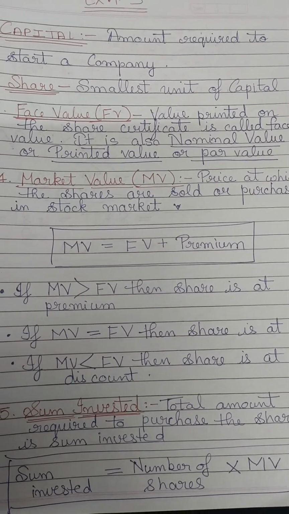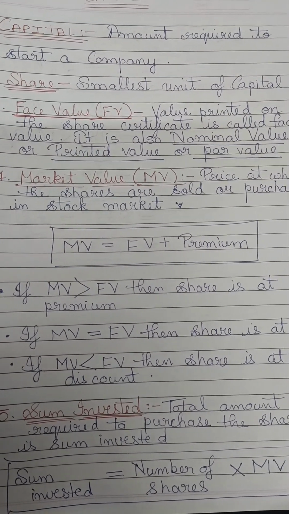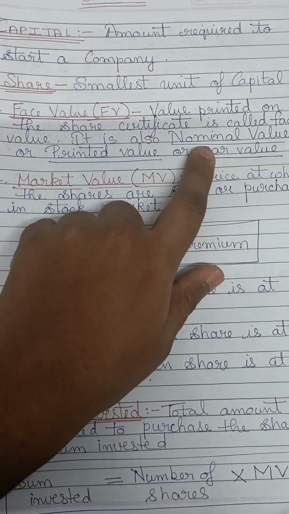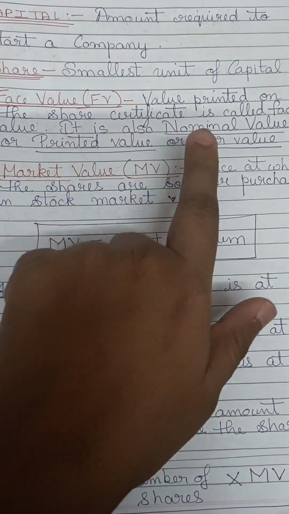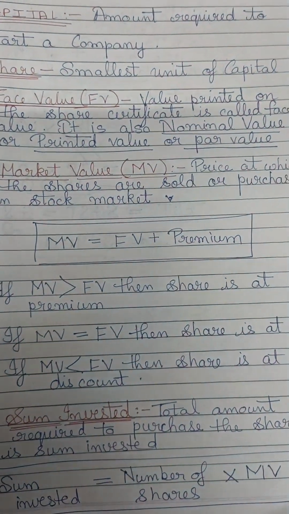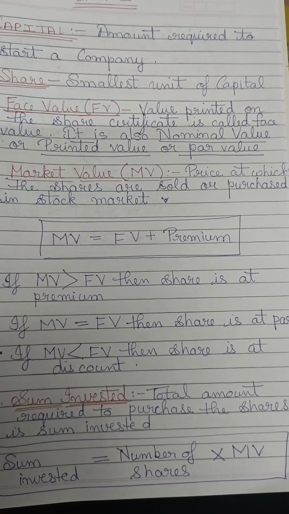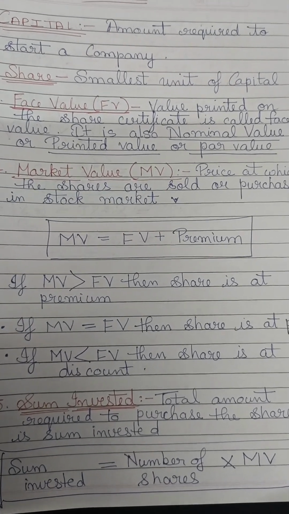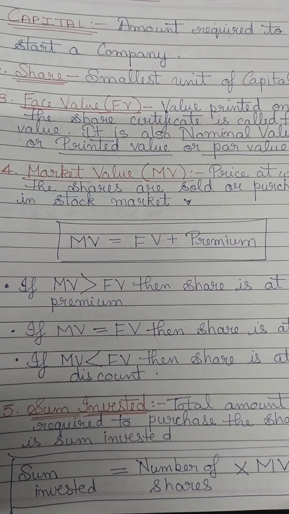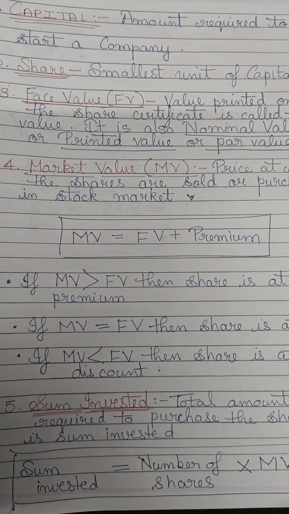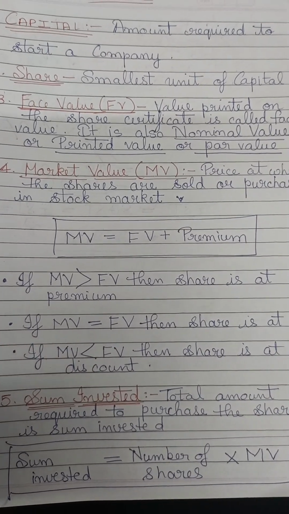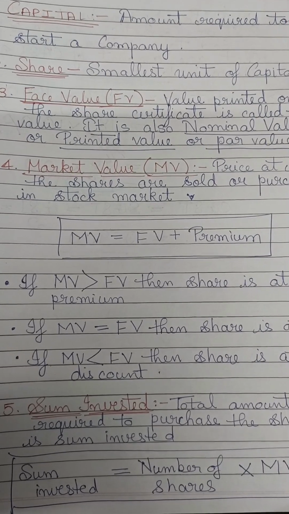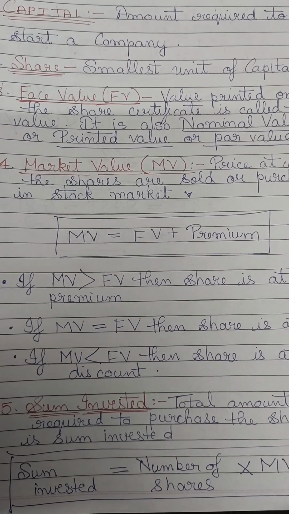The value printed on the share certificate is called the FV, which is face value, or it is also called a nominal value, printed value, or par value. Next concept is market value. Price at which the shares are sold or purchased in the stock market. Supposing I feel that I need that money, 1 crore rupees, or a particular amount. So what I will do is I will sell that in the stock market.